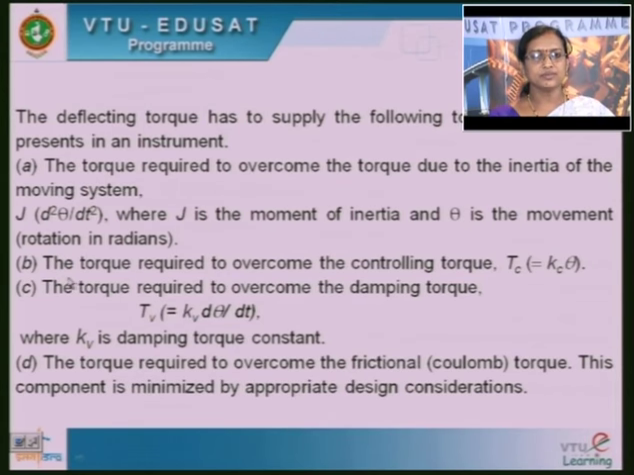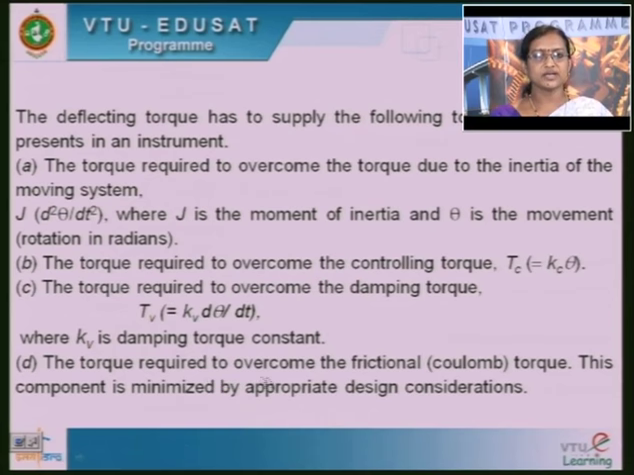And also, we use a spring in the instrument. The deflecting torque has to overcome the controlling torque produced by the force of the spring, that is Tc equal to Kc theta, where Kc represents the controlling torque constant and theta is the deflection. Then this deflecting torque also has to overcome the damping torque, Tv equal to Kv d theta by dt, where Kv is the damping torque constant. I will explain later in detail how exactly these torques are produced.